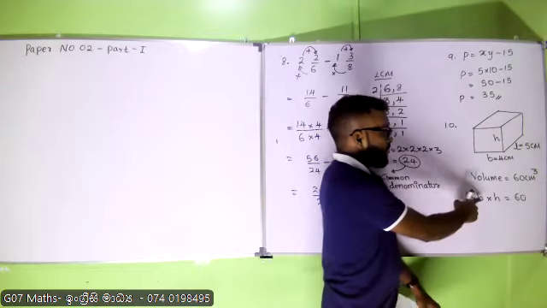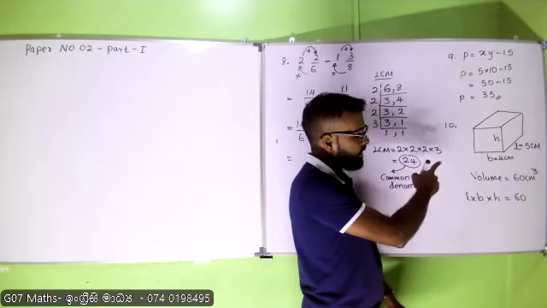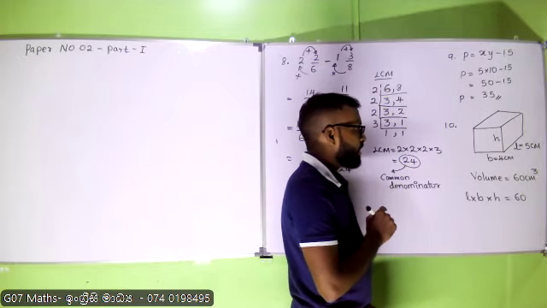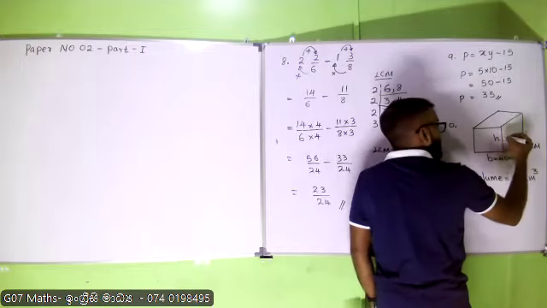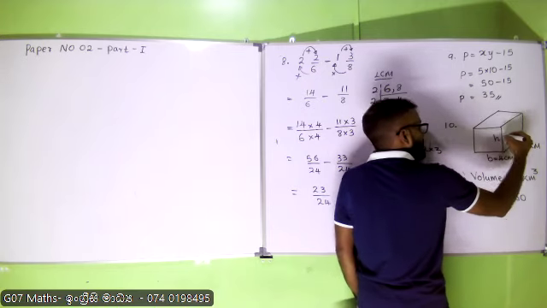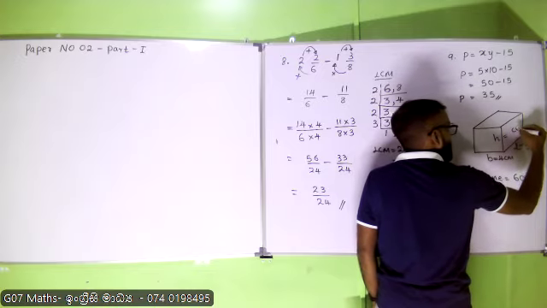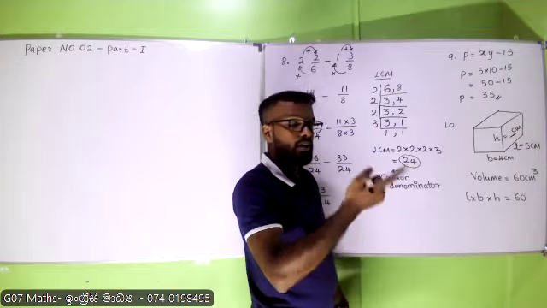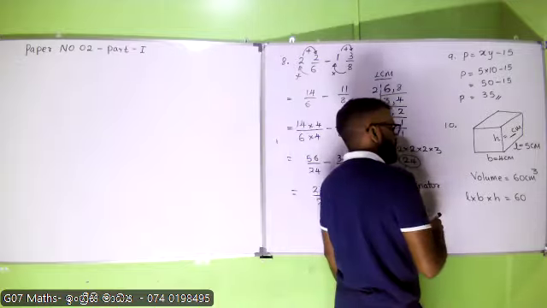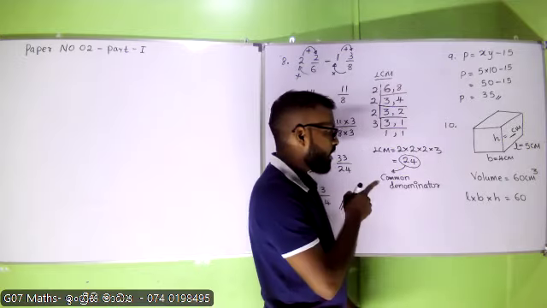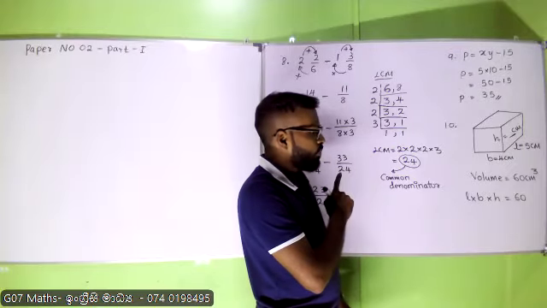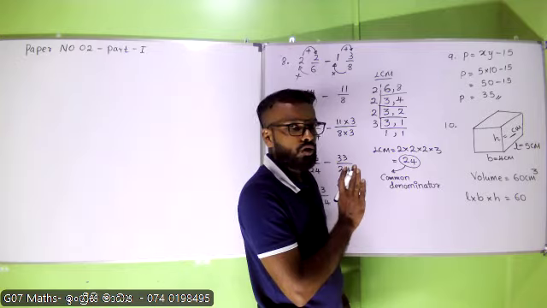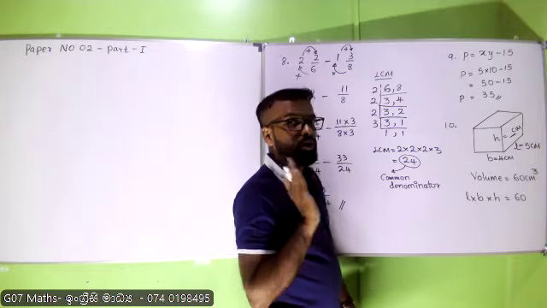Length multiplied by breadth multiplied by height equals 60 cubic centimeters. Now here we have to find the height, so it should be in centimeters. H equals which number? How many centimeters? We know L, we know B, and we have to find H only.